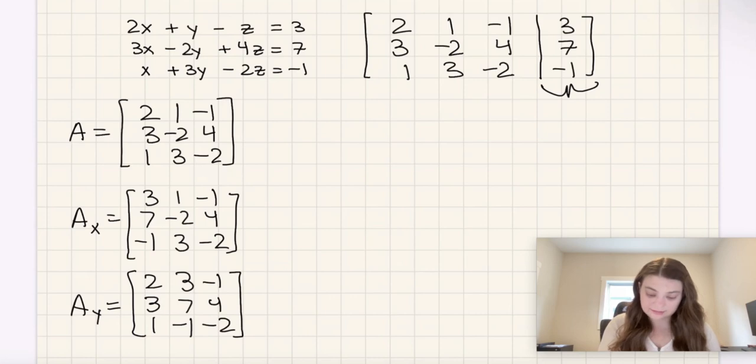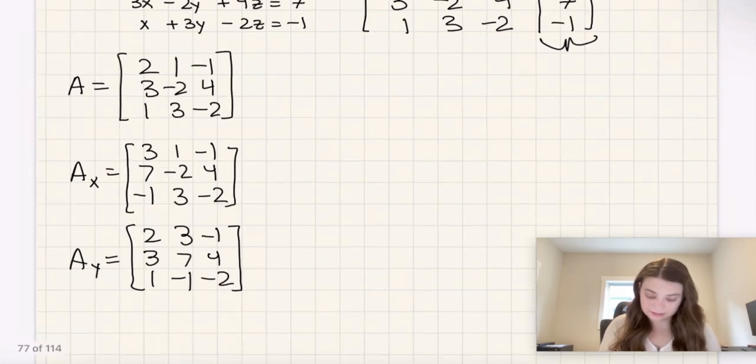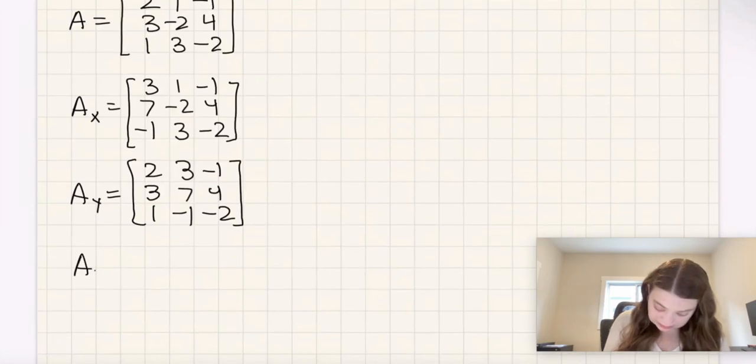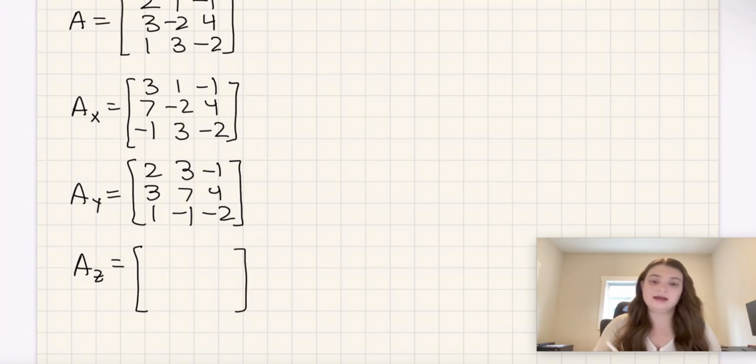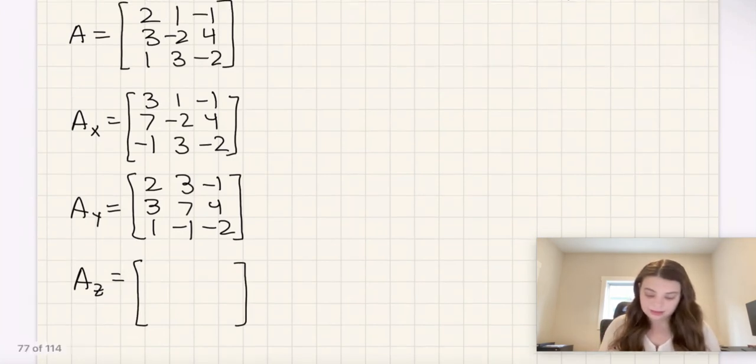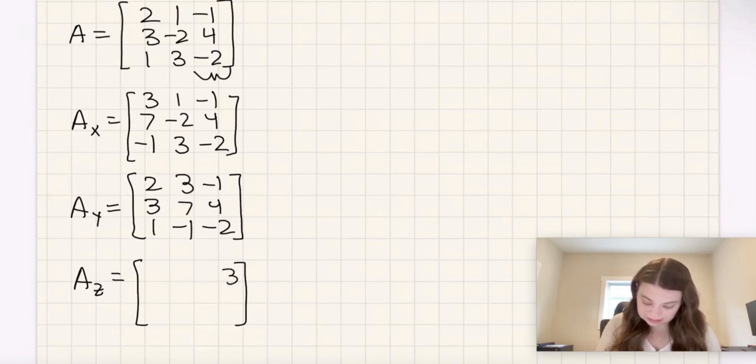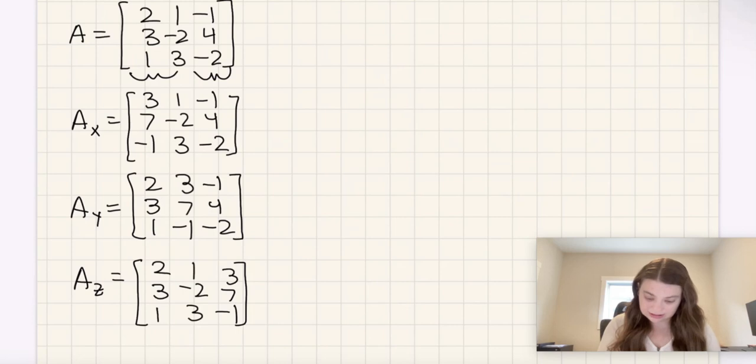And then same thing with AZ as well. We're going to be replacing that third column. I think I might have said row before, but I keep meaning column. The third column here is replaced with the constant column, which is 3, 7, negative 1. And then for the X column and the Y column, I'm just going to rewrite what we have here. So that's how we find these matrices.